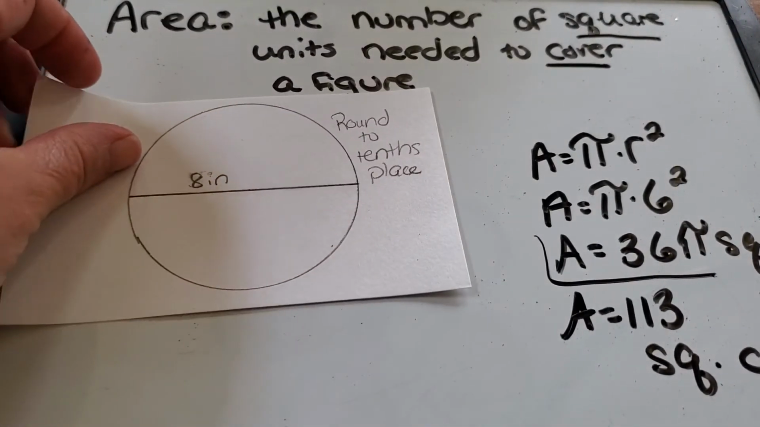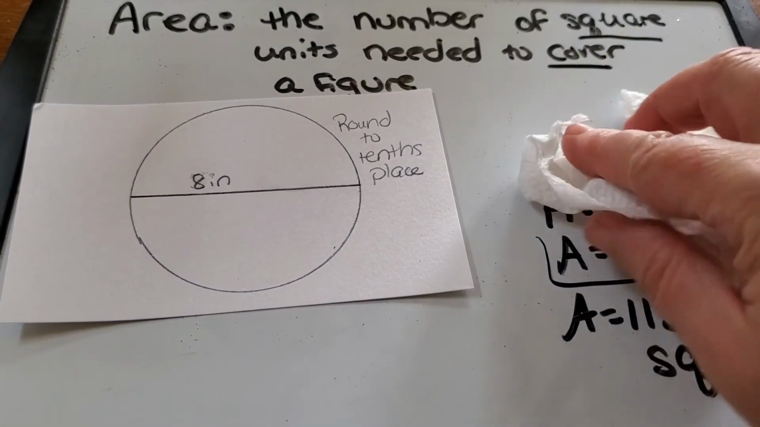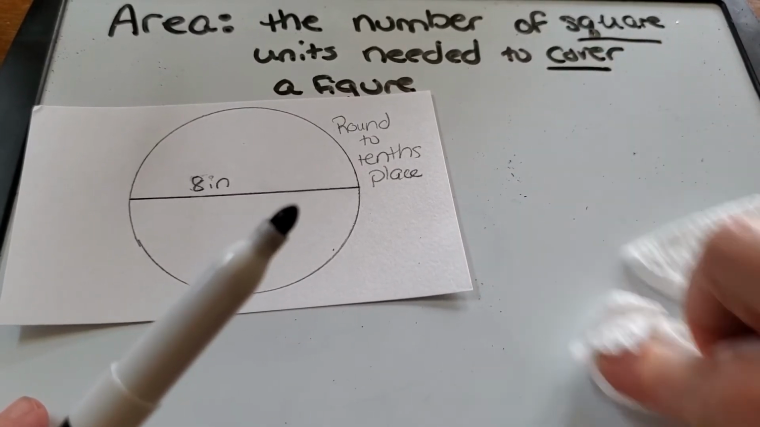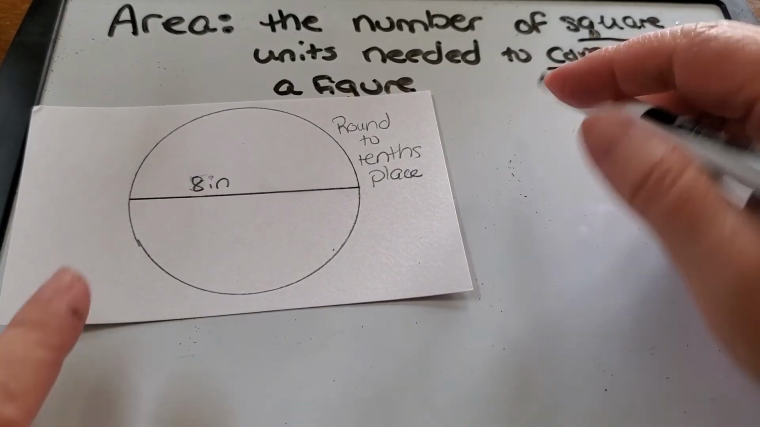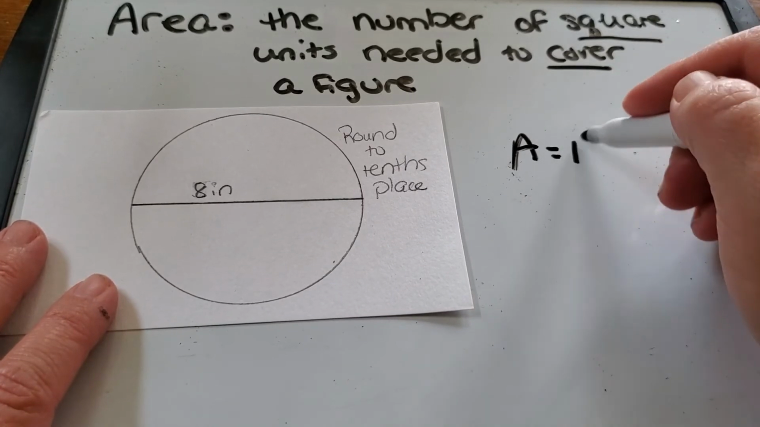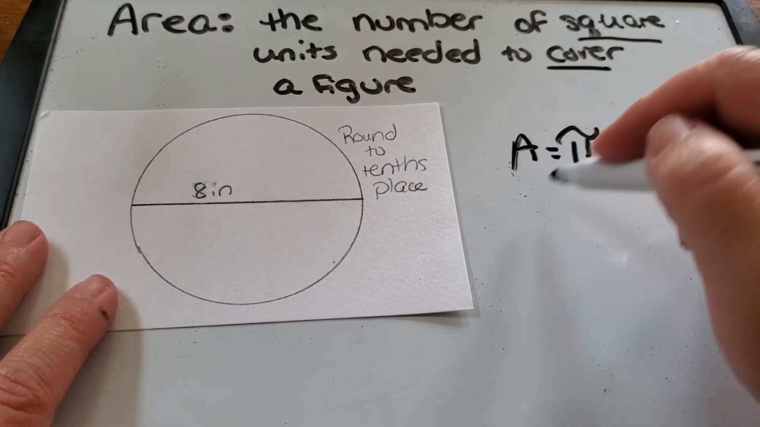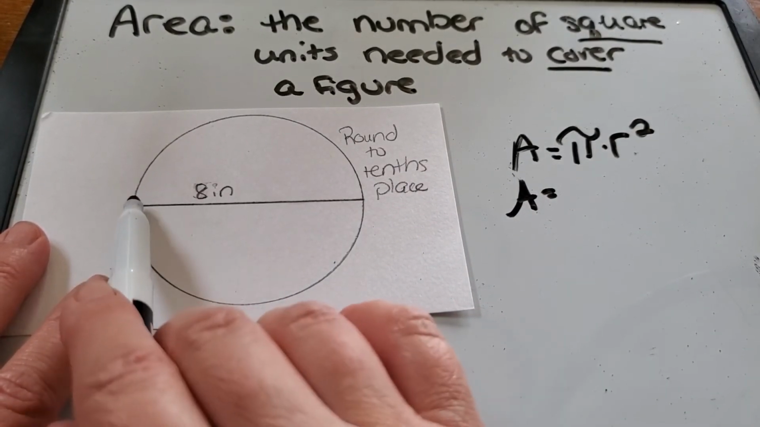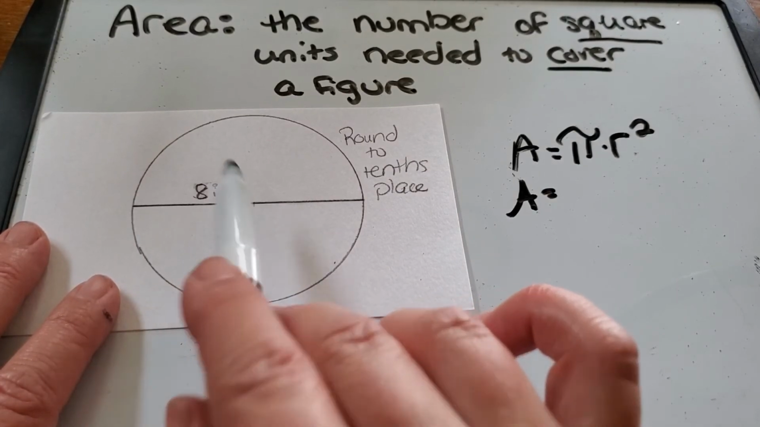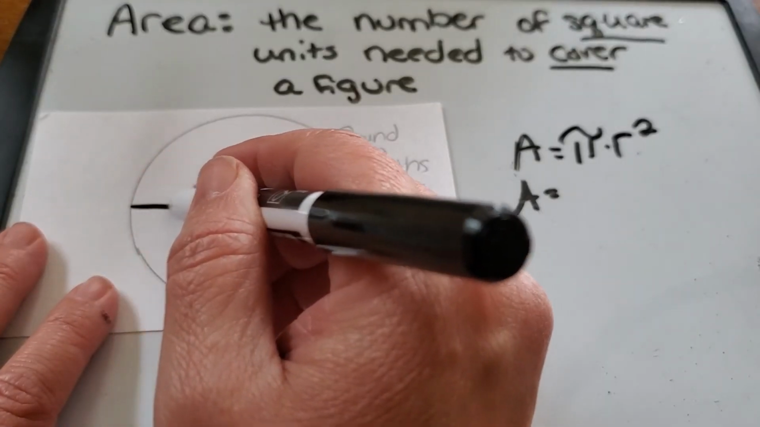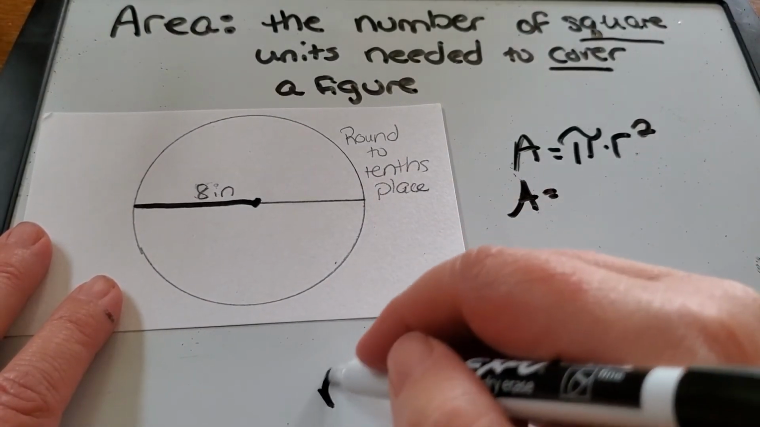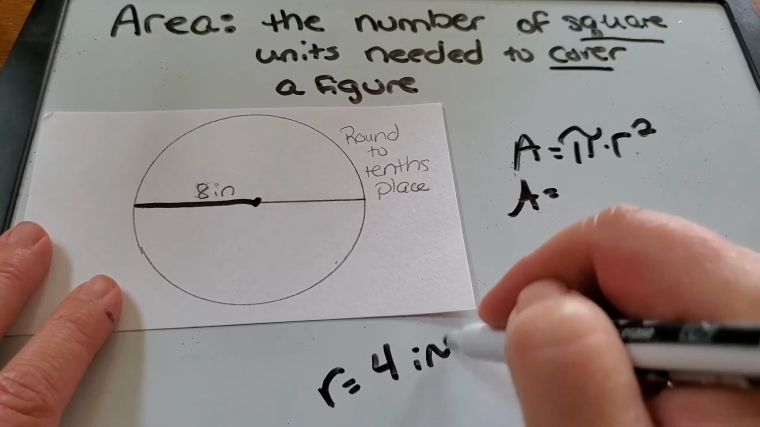Okay, one more problem, and then that's it. Here's a circle. We're going to find the area of it. We're going to round it to the tenths place. You have to be careful on this one because you know the formula is area equals pi times radius squared. But you weren't given the radius here. You were given the diameter all the way across the circle. Well, if the diameter is 8, the radius is only going to be half of that. The radius is only going to go halfway through the circle. So you're going to take that 8, cut it in half, and realize the radius is 4 inches.